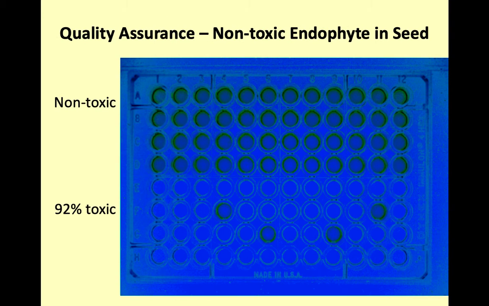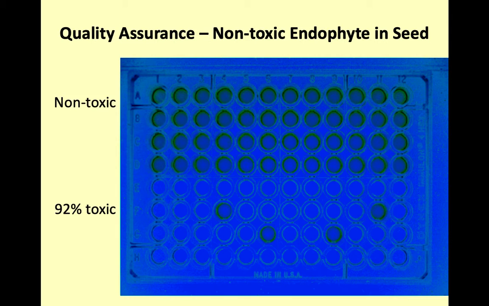Okay, so we know we can test for endophyte in the seed. We can test for viability in seedling plants that we grow. How about the toxicity? That's another big component. That's probably the biggest, most important component. And again, we use antibody chemistry, a little bit different format than what we showed you before.